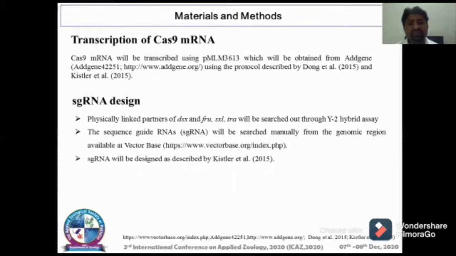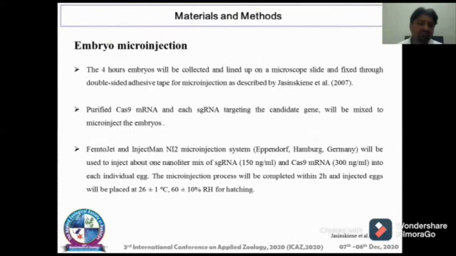As I told you, the messenger RNA will be transcribed using the PML-M36313, which will be obtained from a gene. This is already reported. So the single guide RNA will be designed. As already reported in the procedures, we will use 4-hour embryos. We will get eggs, and then we will microinject this plasmid into these eggs. They will give rise to adults, and after certain stages we will monitor all these stages, and after this we will be looking for this strain.